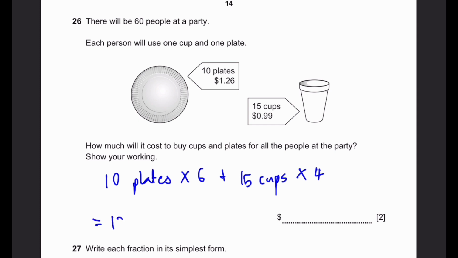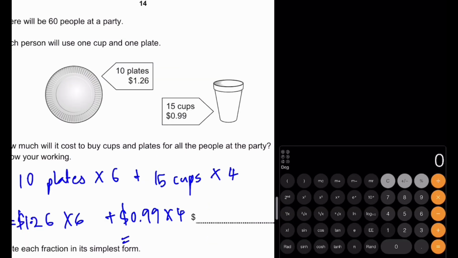Now the cost is 1.26 into 6 plus 0.99 into 4. To use a calculator for this. 1.26 into 6 plus 0.99 into 4. $11.52. That's the answer. Question 27.